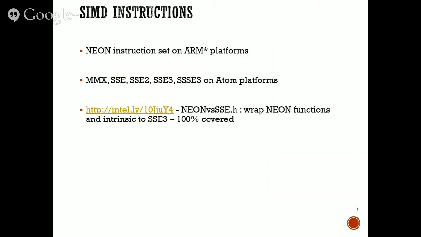As I specified during the vectorization, Neon instructions are the vectorization technique for the ARM platform, whereas for the Intel platform, it is the SIMD instructions, SSSE3. One of the easiest ways you can wrap your Neon functions is by using the NEON_2_SSE.h file. This has Neon function wrappers for all the Neon functions, and also it has intrinsics very specific to SSSE3. Thereby you'll get the Intel optimizations for all the Neon instructions.